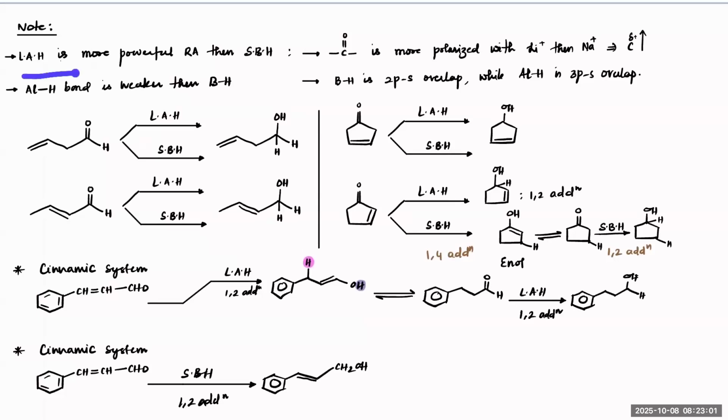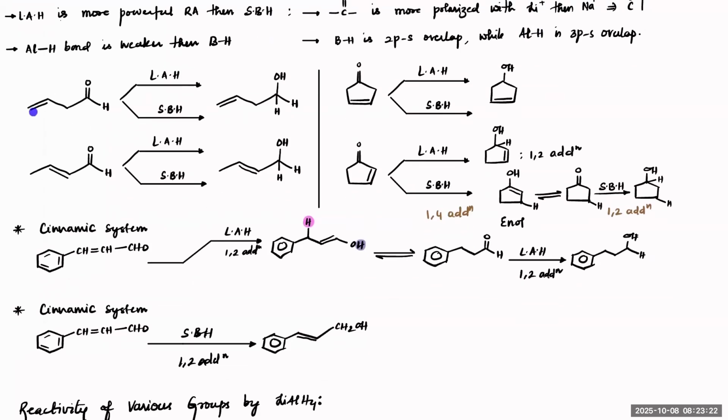Lithium aluminum hydride is a powerful reducing agent compared to sodium borohydride. The C double bond is more polarized because of the lithium here. Boron hydride overlap is stronger compared to aluminum hydrogen overlap. That's why aluminum hydride will be breaking up more easily. Second thing, if you have an isolated double bond, both will not disturb it. So that double bond will remain the same. Only the aldehyde or a ketone will get reduced.